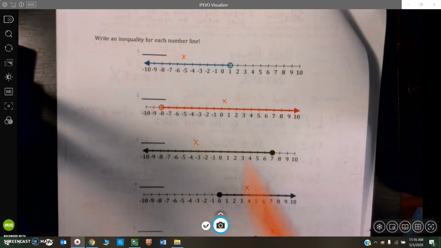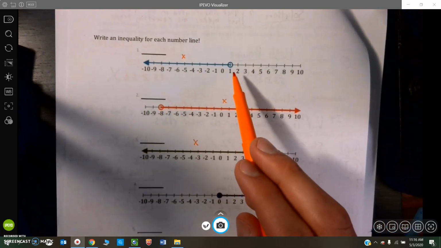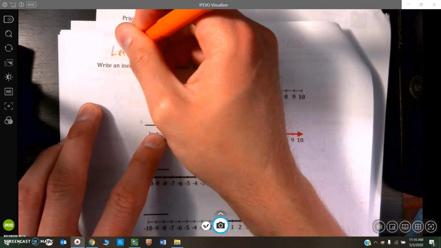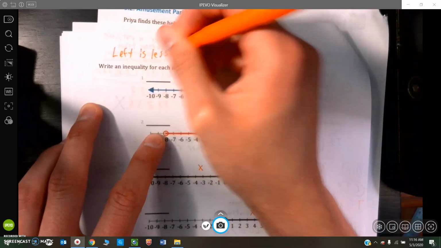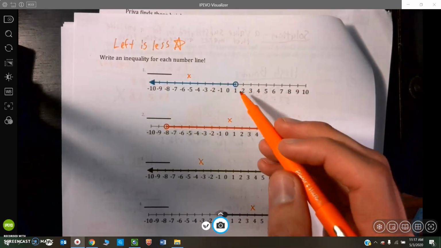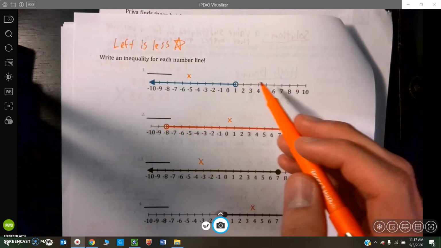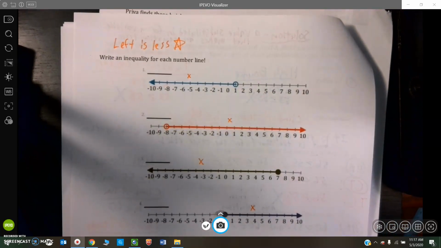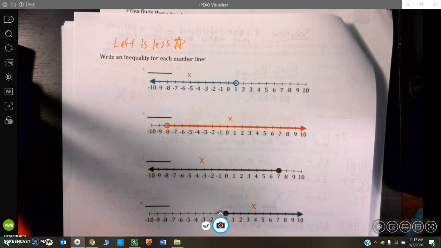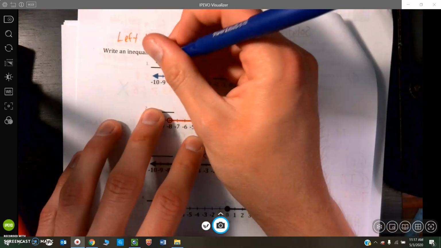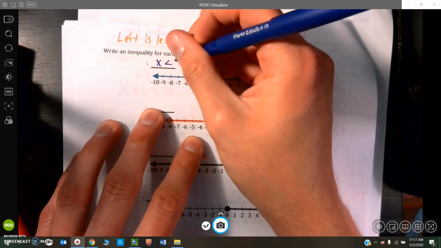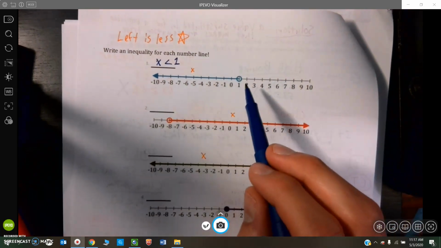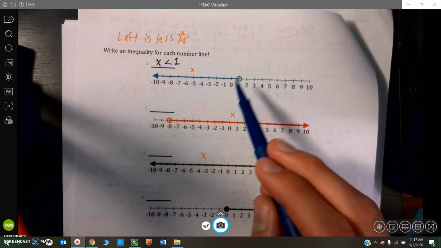So let's look at the first one. X starts on 1 and it goes to the left. So remember, left is less. As numbers count to the left, they start going down. So as we go deeper and deeper into that negative territory, the numbers are just getting smaller and smaller. So my answer for this one is x is less than 1. Okay, and so remember here, x cannot be 1. That's why it's an open circle.